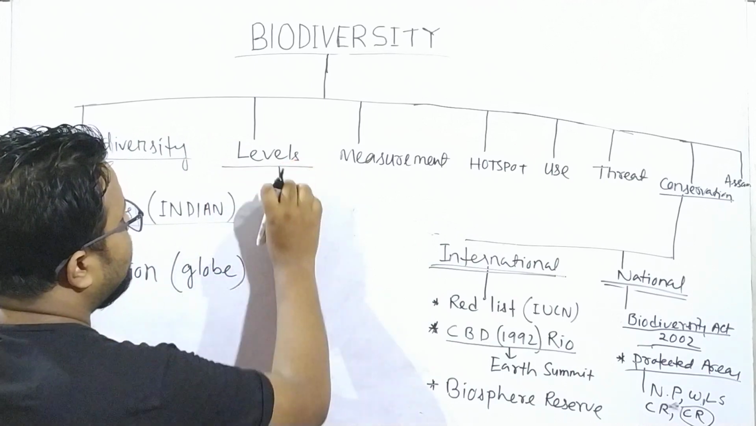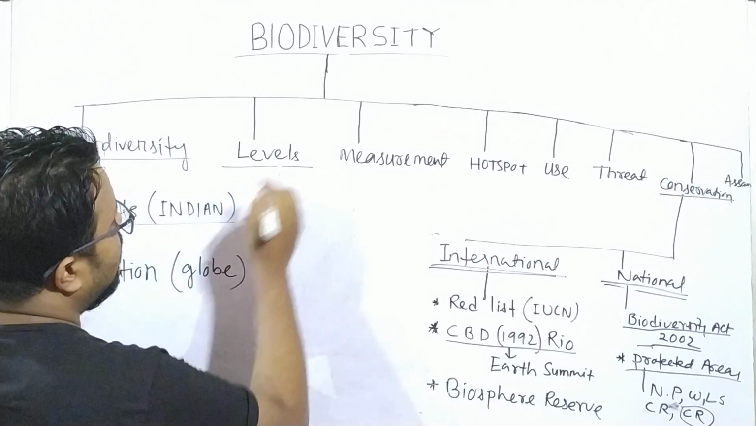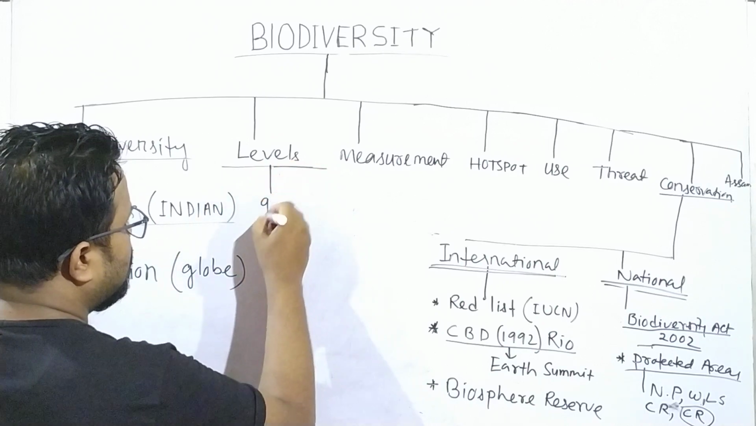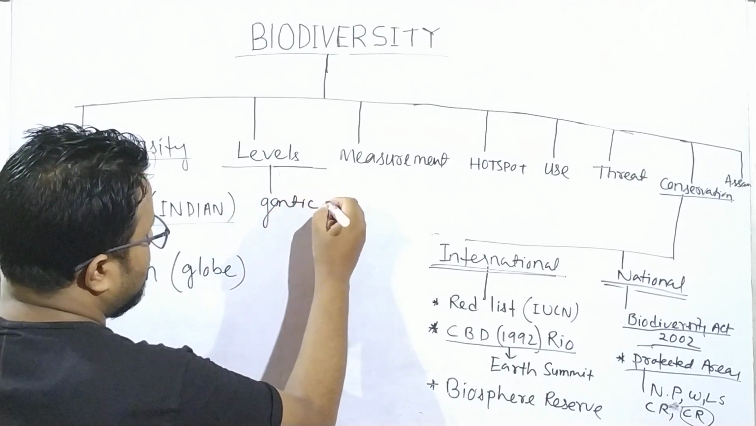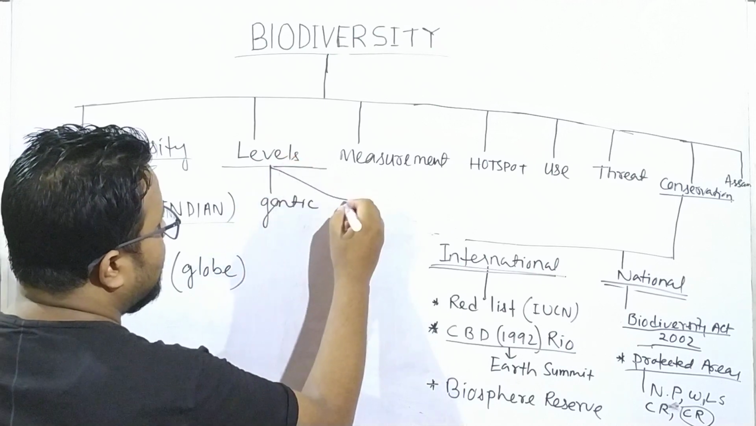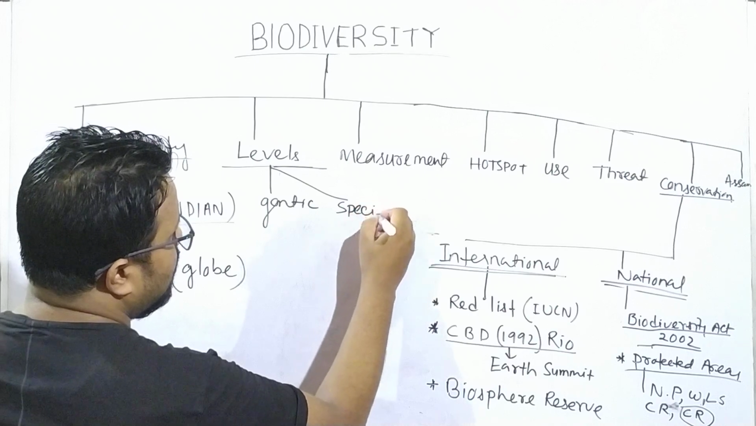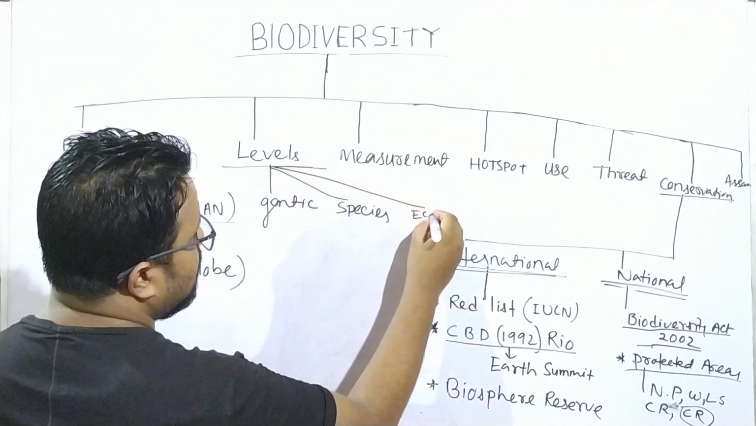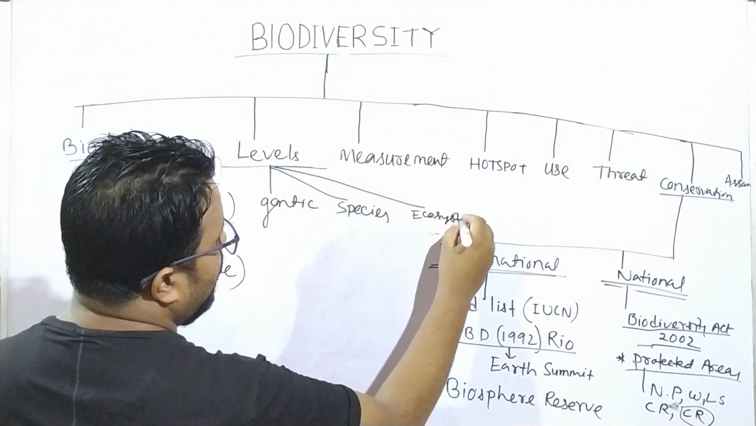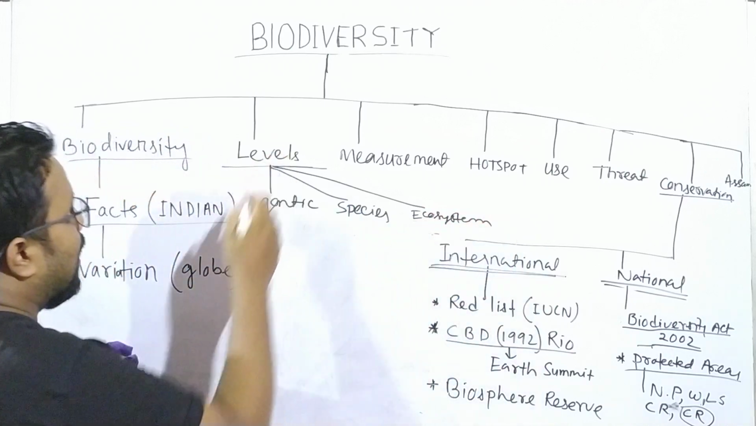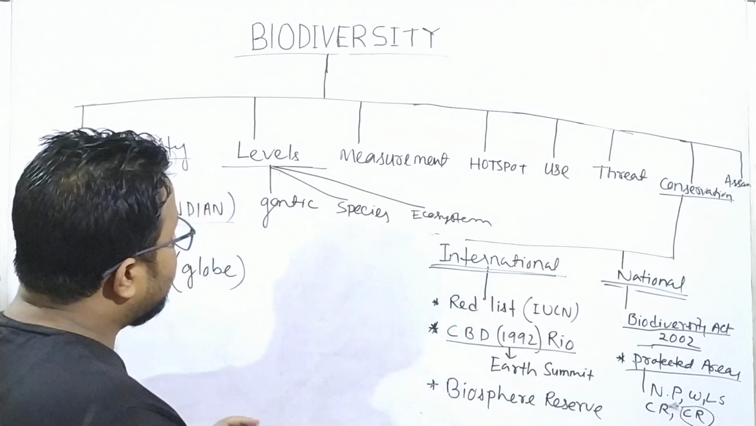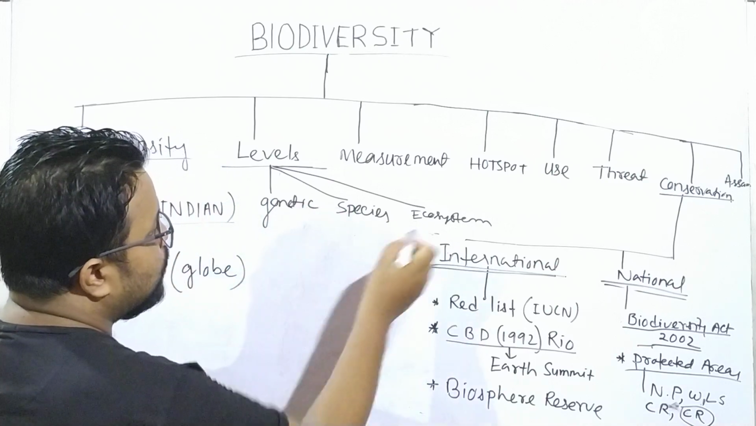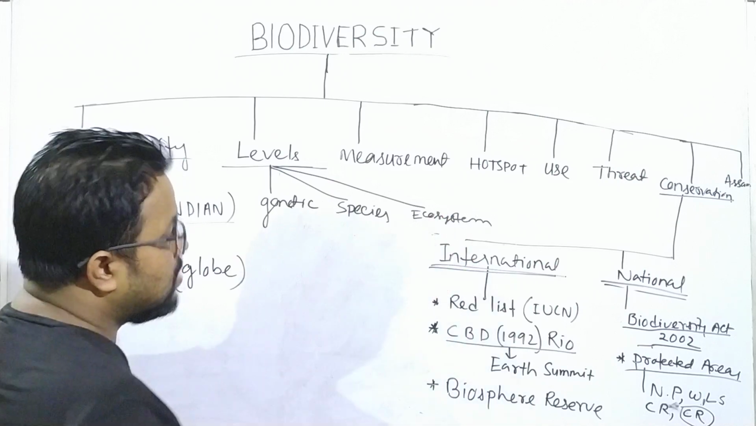There are three levels of biodiversity. Number 1 is genetic biodiversity. Number 2 is species biodiversity. Number 3 is ecosystem biodiversity.